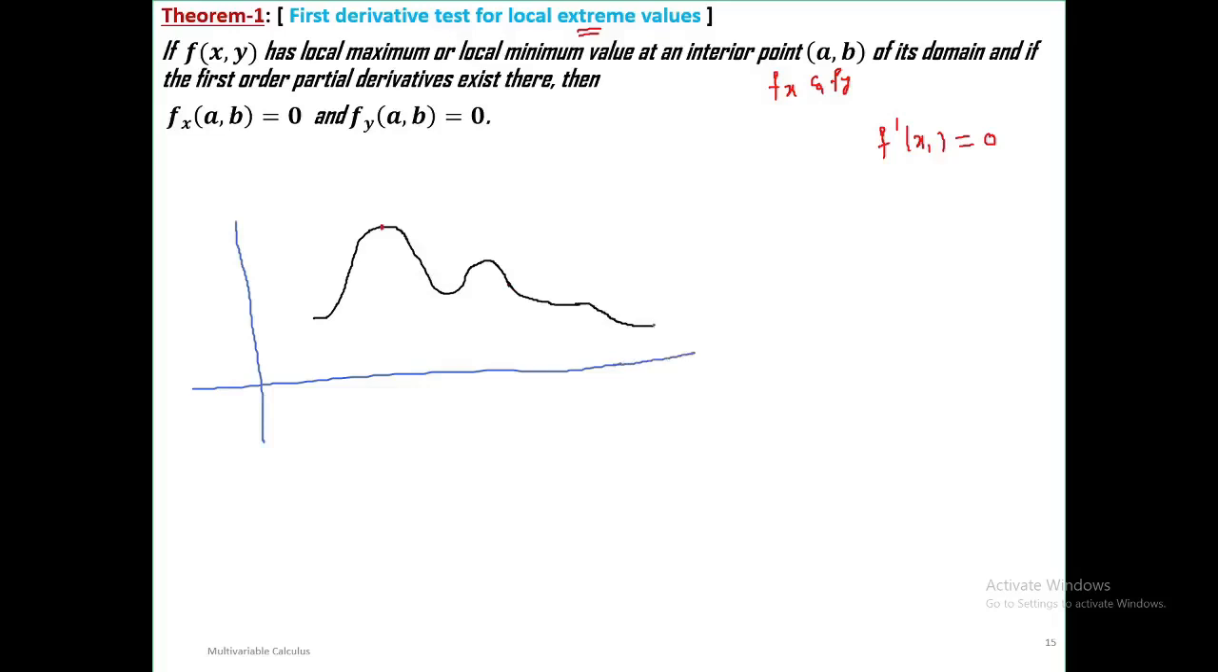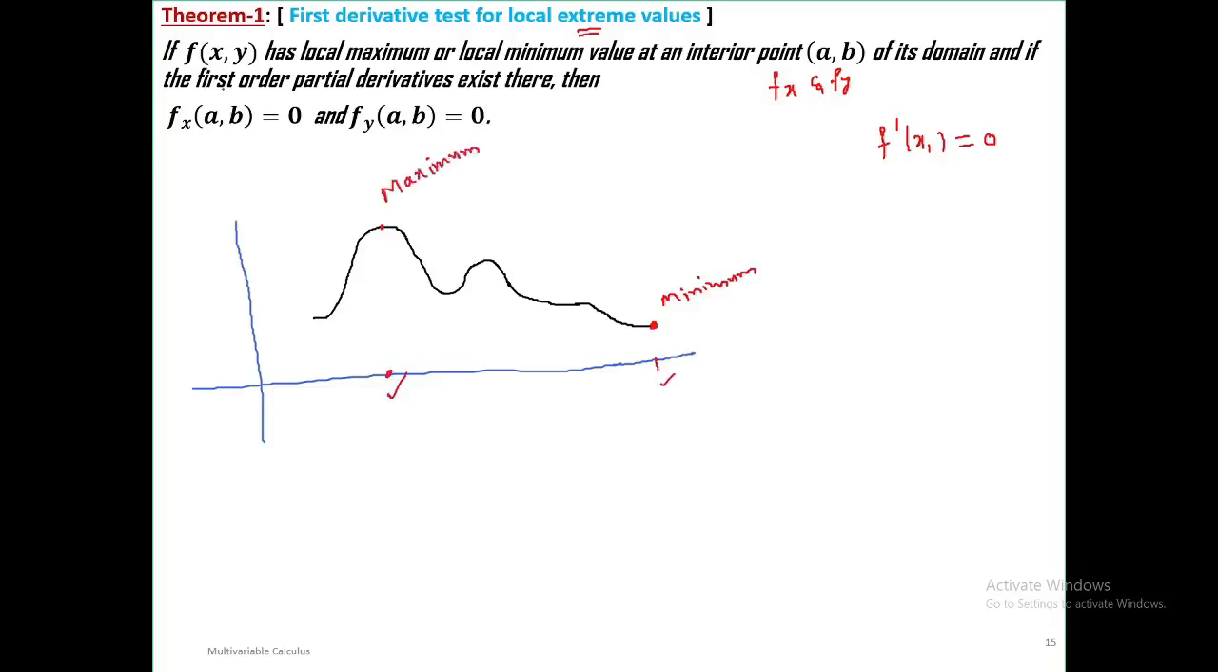So this is a minimum value, right? At this point it is minimum. At this point minimum occurs, and corresponding to it, at this point maximum occurs. So this is the maximum peak.